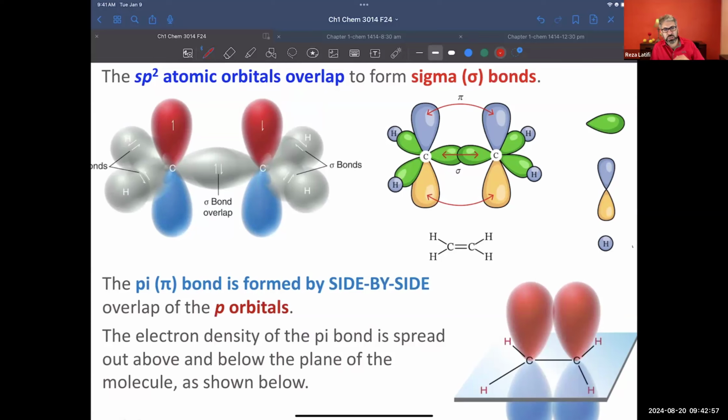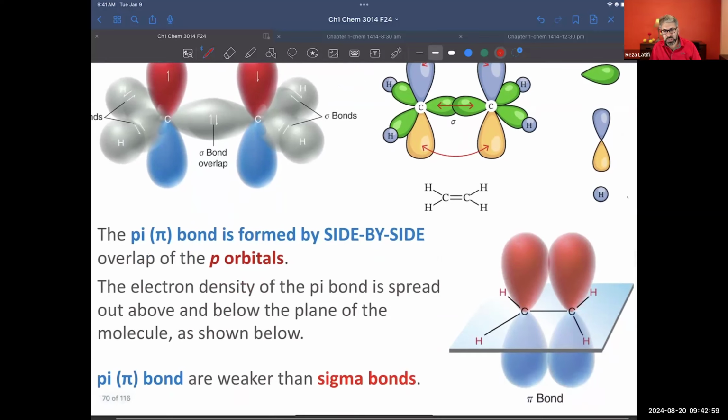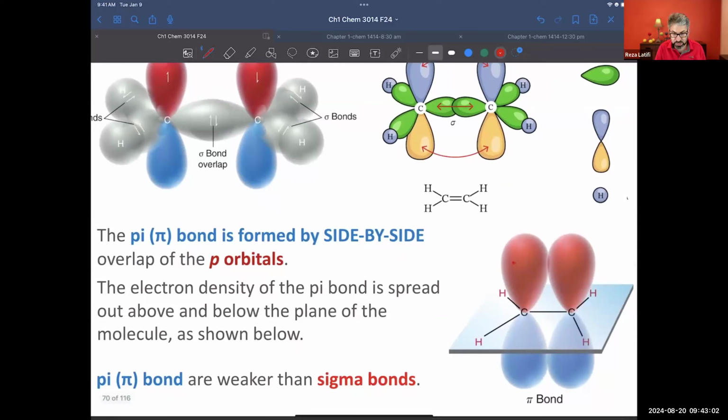Again, the pi bond has a node. As you see here, it says negative, the red. So you can call this one plus, plus, but here it will be minus, minus. Where is the node? This is the node. The surface on the plane will be the node.